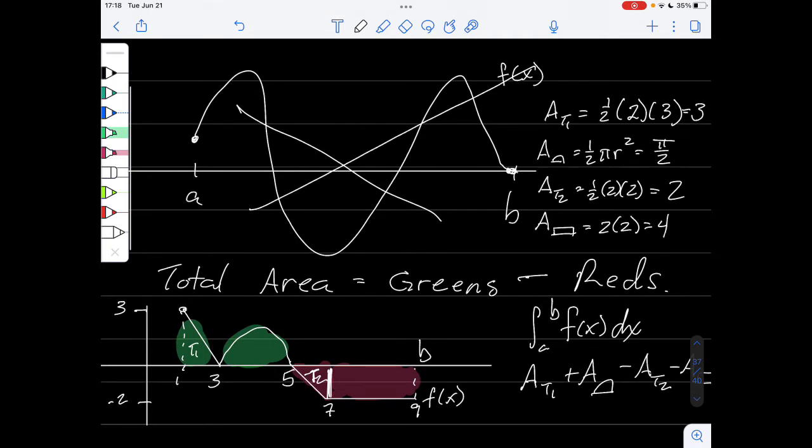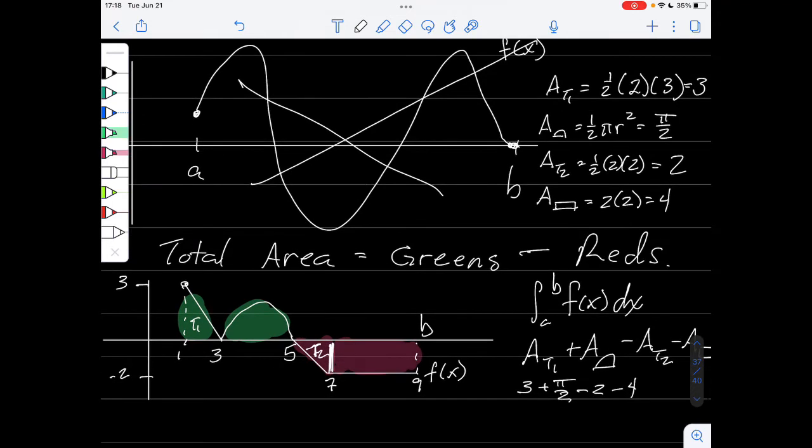So we plug that into the formula. It's 3 plus pi over 2 minus 2 minus 4. And so it's 3 minus 6 plus pi over 2. So that's pi over 2 minus 3, which is equal to the integral from 1 to 9 of f of x dx.